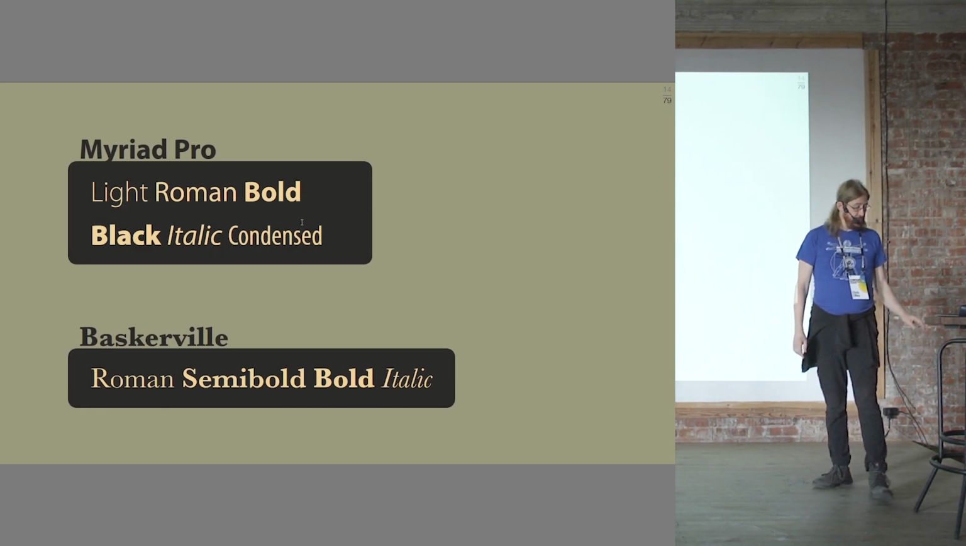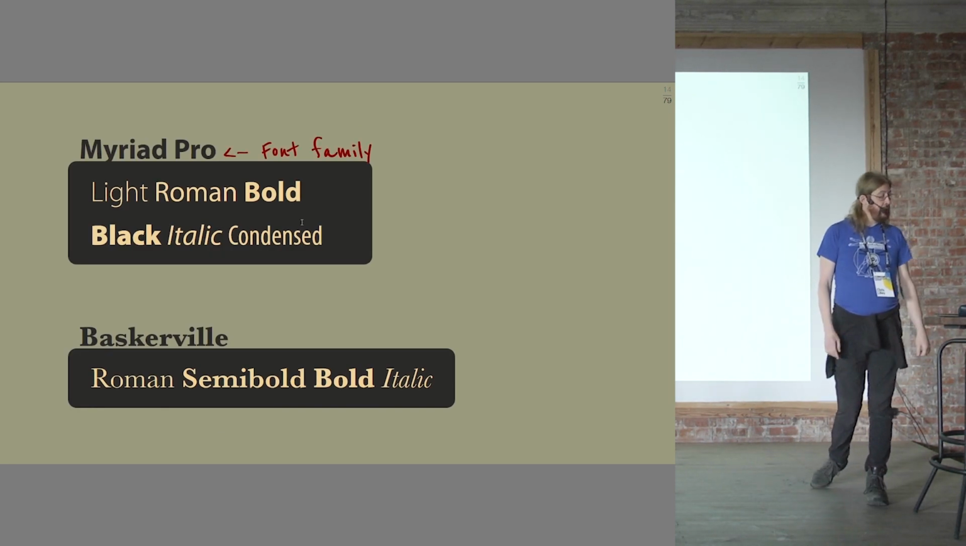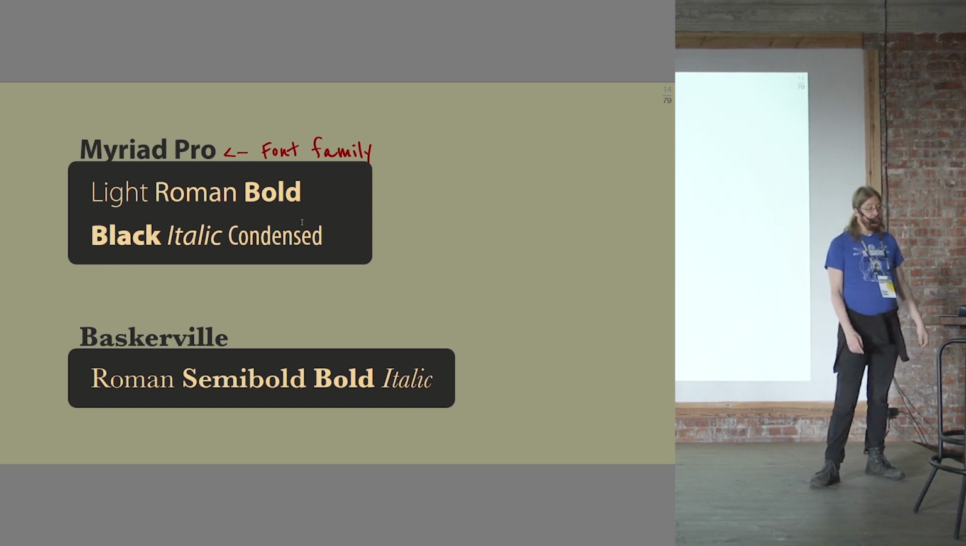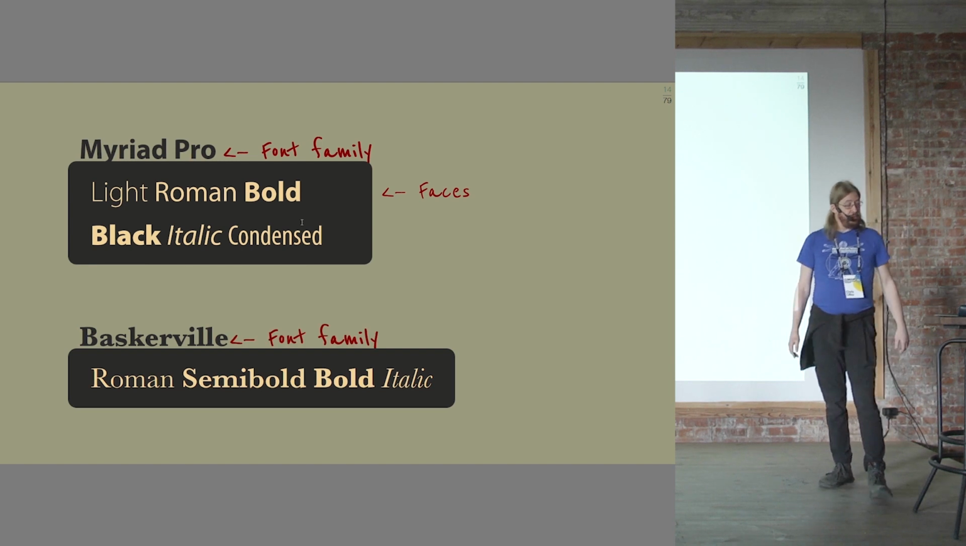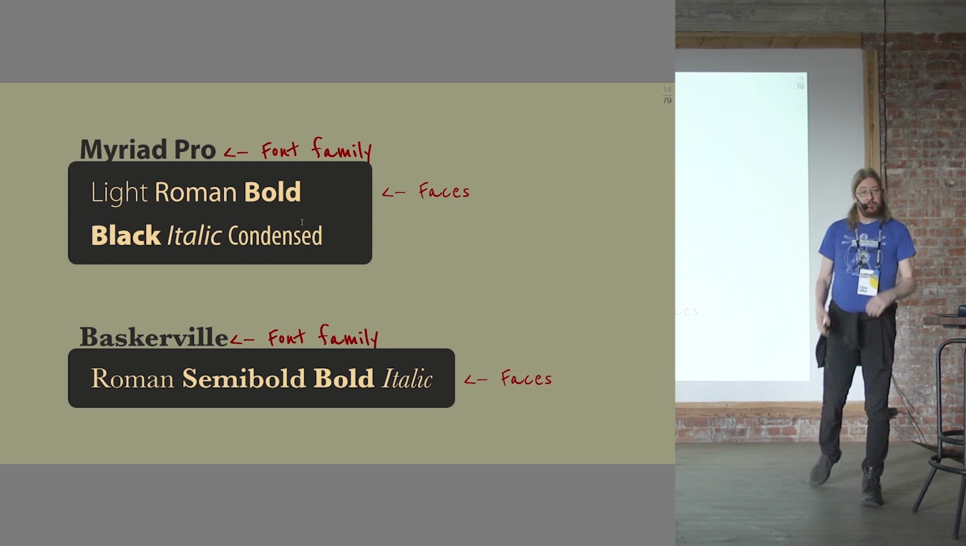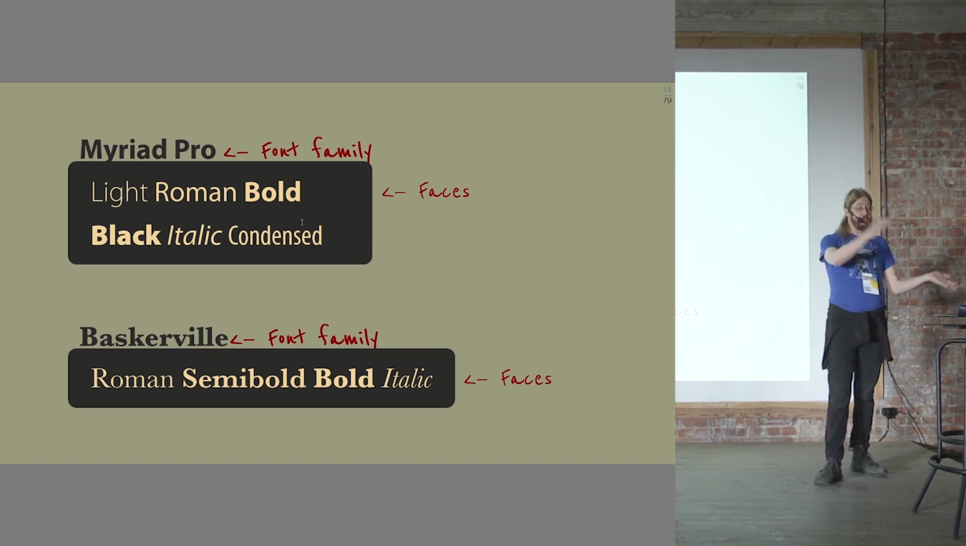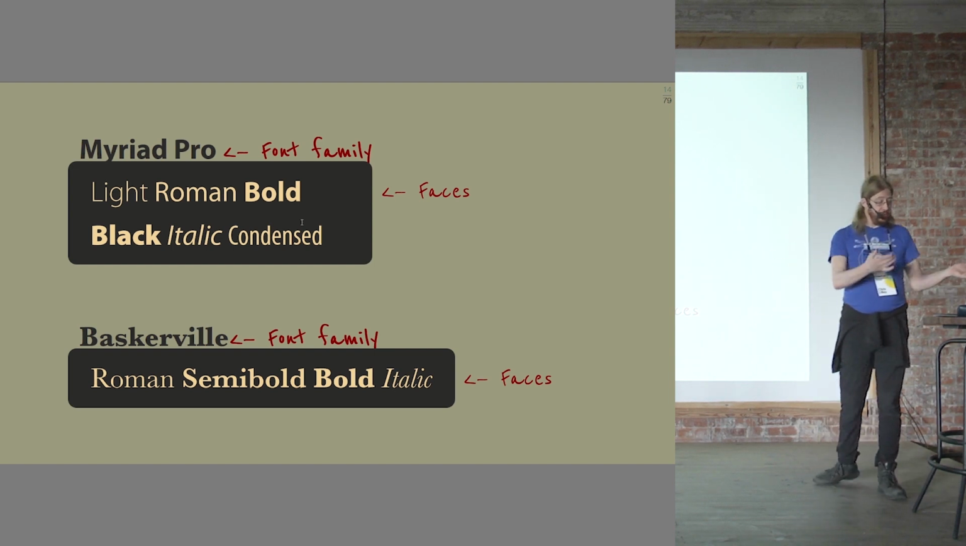Some more terminology. Here are some fonts. Myriad Pro is an example of a font family. And these light, Roman, bold, etc. are faces, and similarly for Baskerville. So we have the idea of a family of related fonts which are gathered together. They have a family name and they have members.